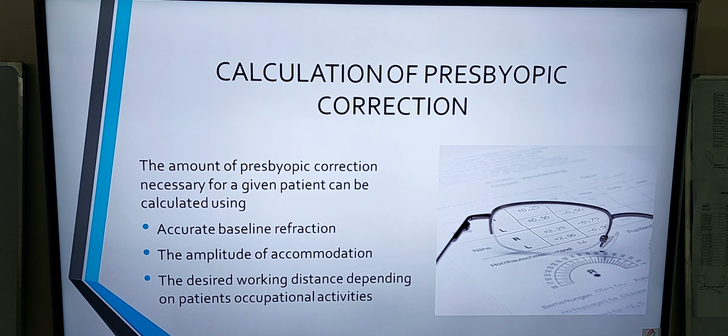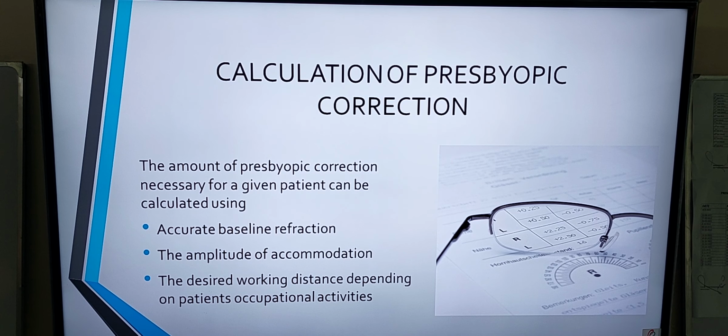So how will we calculate the presbyopic correction for a patient? The amount of presbyopic correction for a patient is calculated using the accurate baseline refraction, as we have discussed the differences between myopes and hypermetropes, the amplitude of accommodation, as well as the desired working distance depending on the patient's occupational activities. The baseline refraction we have discussed in the previous presentations.